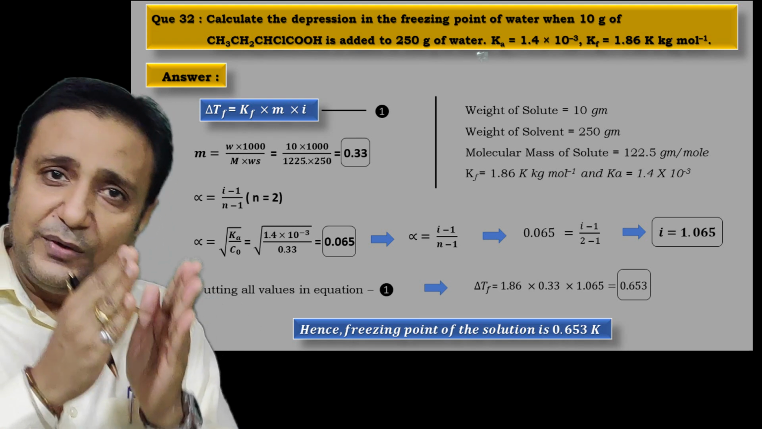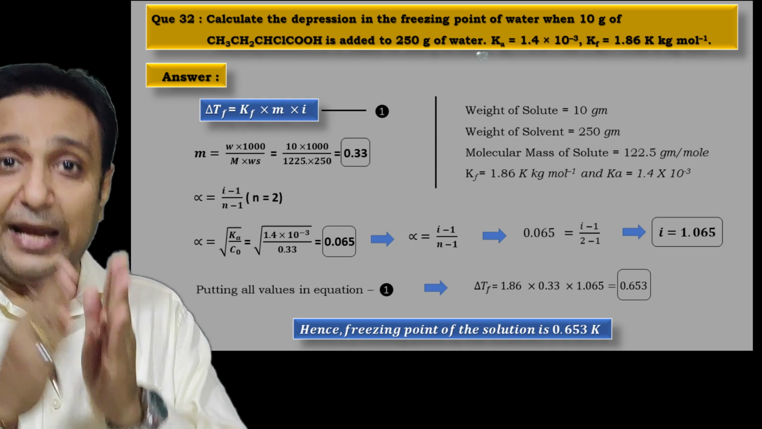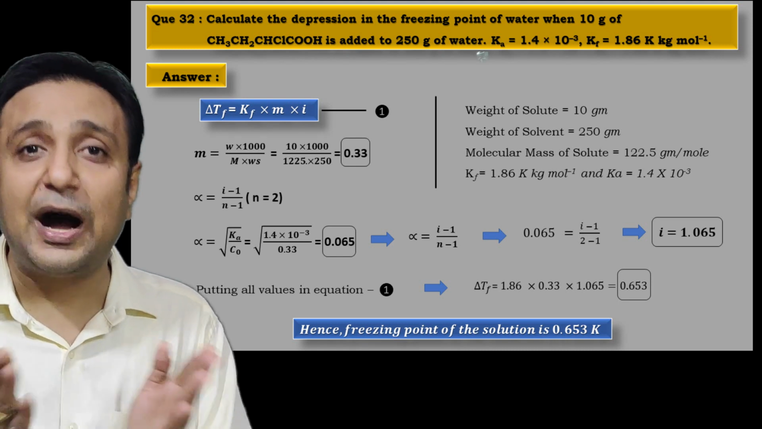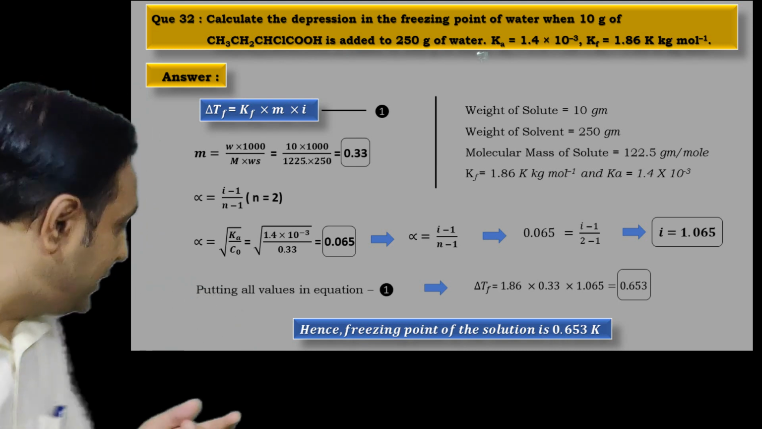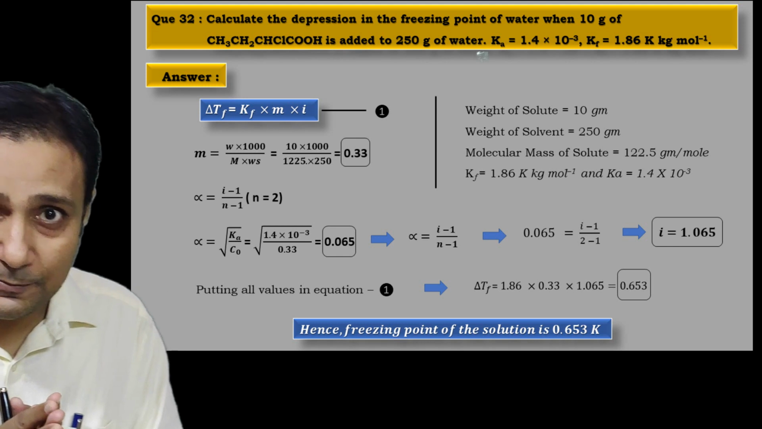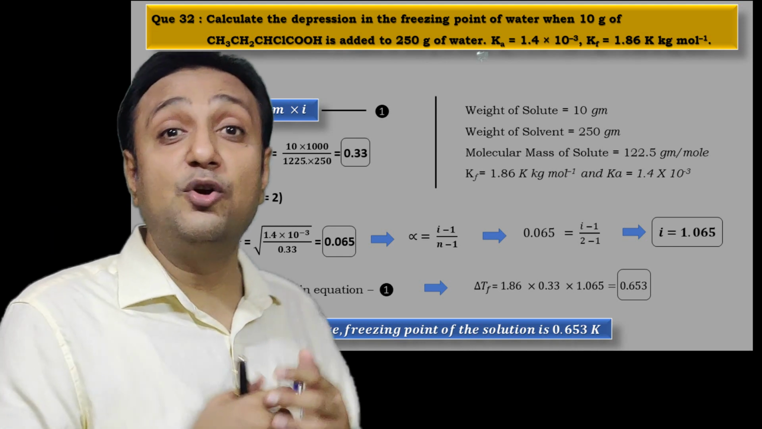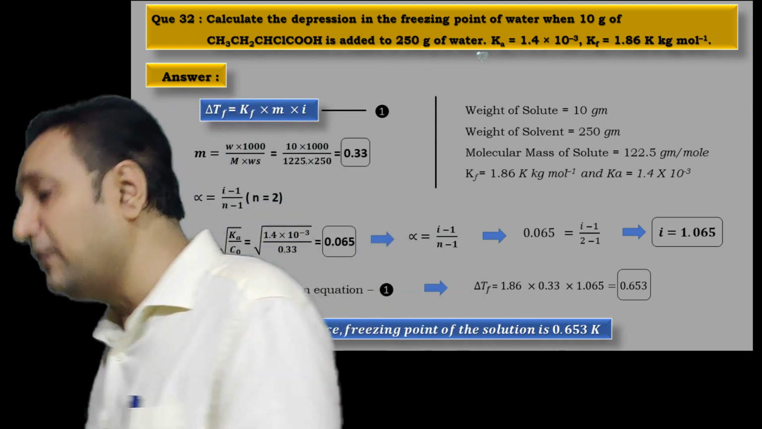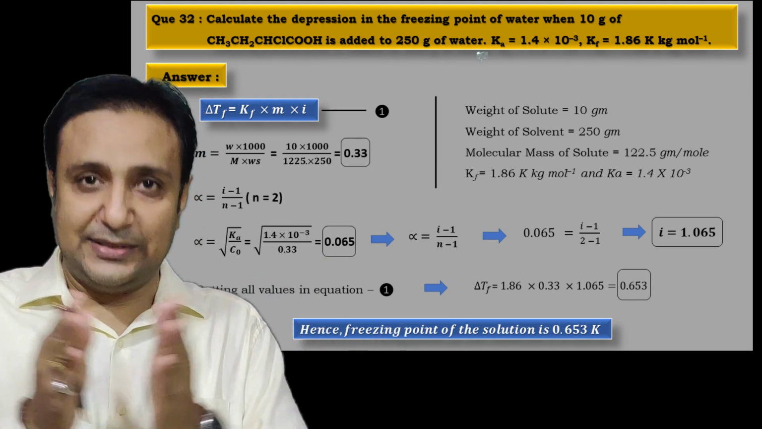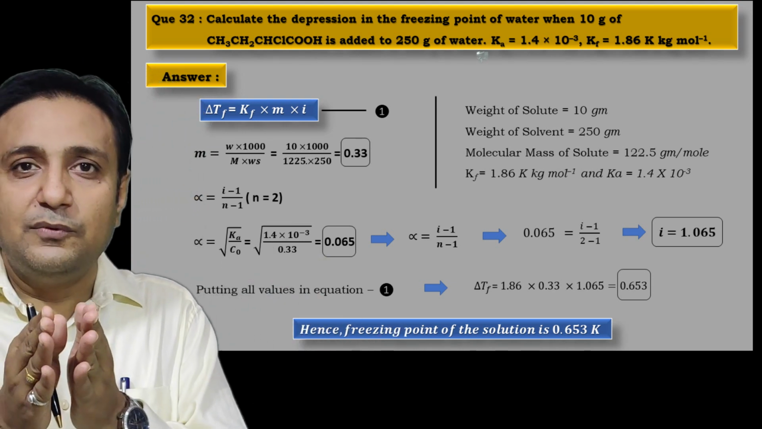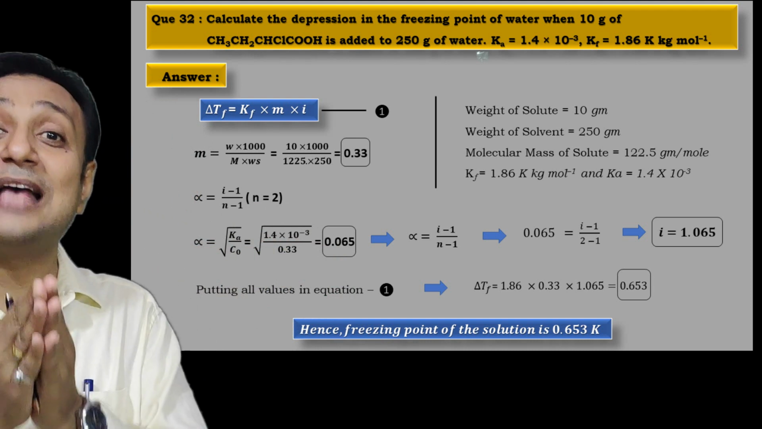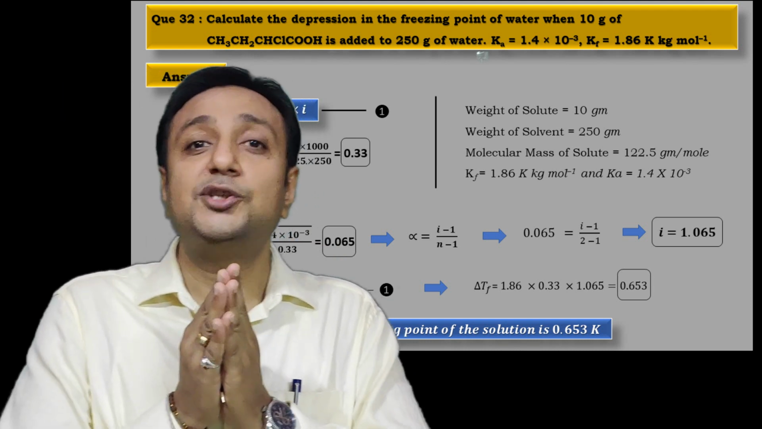So here we have the value of molality and Kf, and we want to calculate delta Tf, but still we don't have the value of i. i can be calculated by this equation: alpha is equal to i minus 1 divided by n minus 1. For that, we should have the value of n and the value of alpha. We can take n as 2, because when the acid is ionized it will produce 2 ions: first one is H plus and second one is the acetate ion. So you can take it as 2.